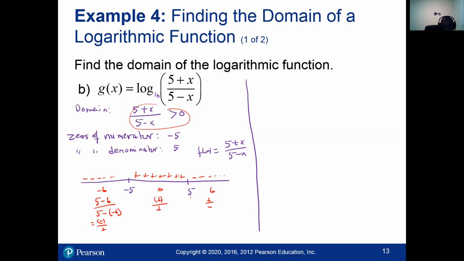Therefore, the domain of g of x is the interval from -5 to 5. That's what satisfies the inequality.